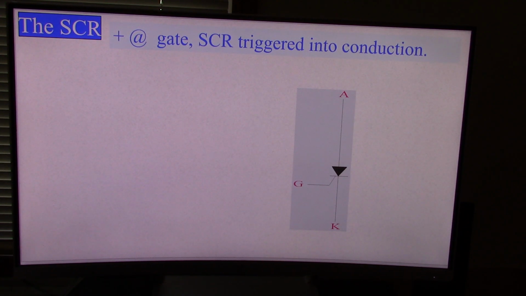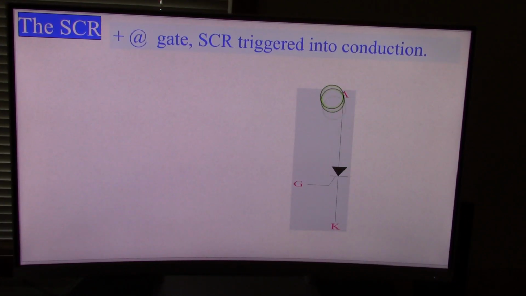The 3 terminals of this SCR are gate, anode, and cathode. If you put a plus voltage at the gate, the SCR will be triggered into conduction mode, and it will conduct as long as that holding current is there. In other words, as long as there is a current going from the anode to the cathode, once you turn it on, it will keep working. But the moment that threshold current drops, it will stop conducting.